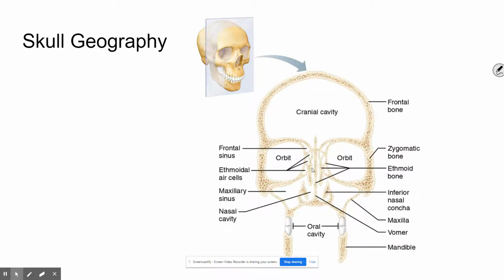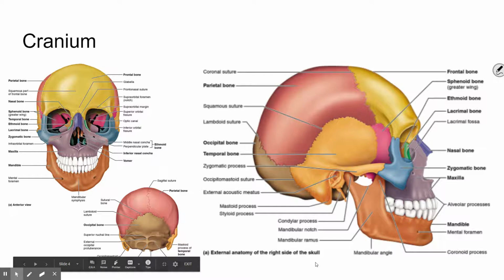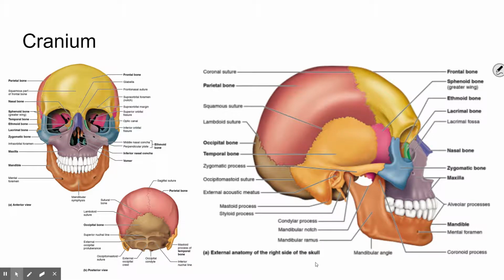And then there are 85 named openings for nerves and blood vessels in the skull. We will not be naming them in this class. So specifically look at the cranium now. A couple things here for the cranium. It's made up of 8 different bones. We're going to go through each of them.